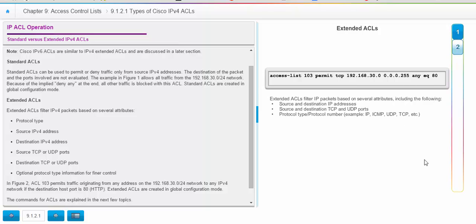And then our extended ACLs filter the packet based on several attributes. It's got the source IP address in there. It's going to look at the source and destination TCP and UDP ports and the protocol type. So this one says access list 103. We're going to permit TCP, so that's what it's looking at, TCP, from the 192.168.30.0 network. It's going to permit anything, and it's going to go through port 80. And what was port 80? If you remember correctly, port 80 is your HTTP port.